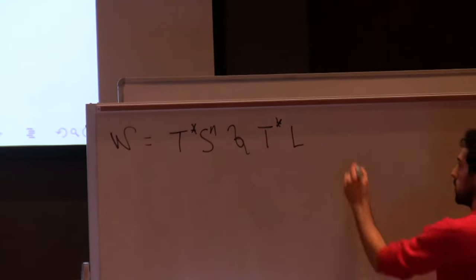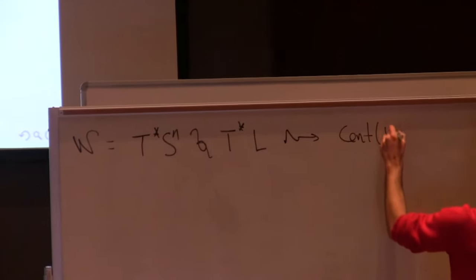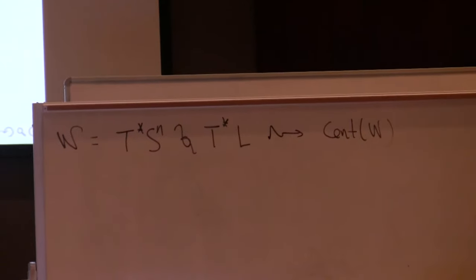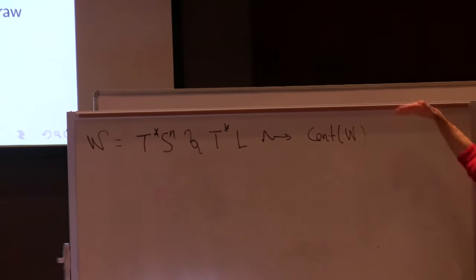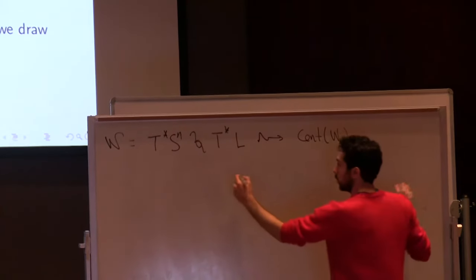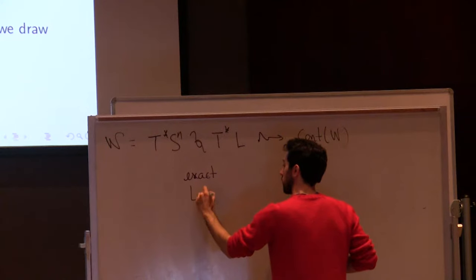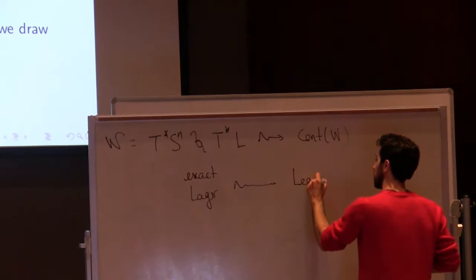And then what you can do is take the contactization of W. So you take W times R, and take the Liouville form in here and add dt, where t is the coordinate in this interval. And then you want to lift the exact Lagrangians in here to Legendrians in the contactization. So they lift to Legendrians.